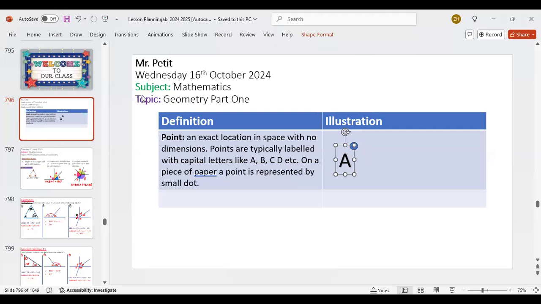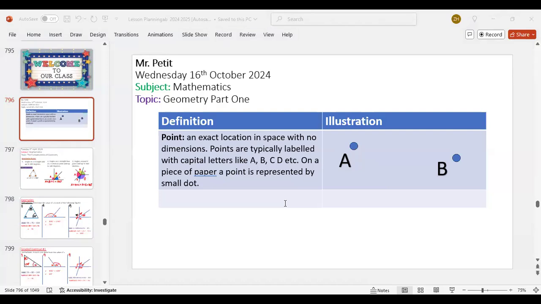And we also have another point. If we have another point right there, we can say this one is point what? Point B. All right, so that's how we represent a point, a small dot. I have an exaggerated dot, but you get the point. It's a small dot.